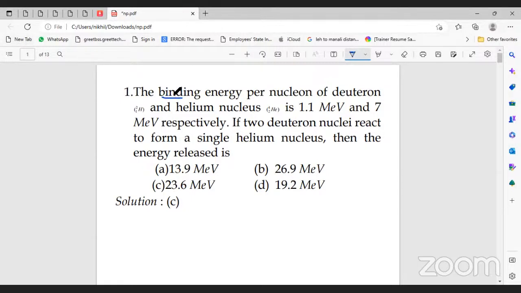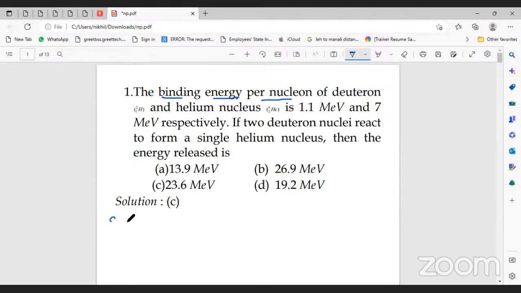Look up the next problem. The binding energy per nucleon. The binding energy per nucleon means what? Specific binding energy. Binding energy per nucleon is specific binding energy.